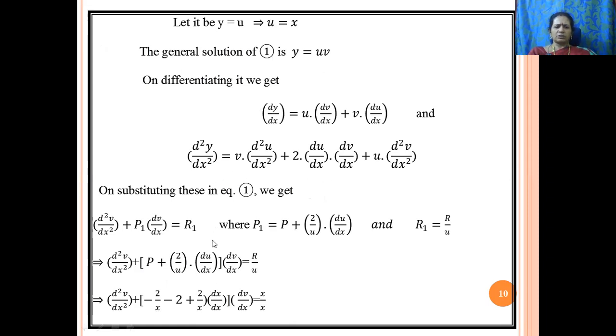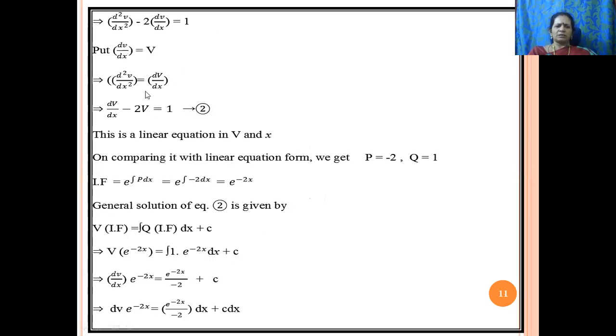After getting the general solution, write it down in the linear form. Then dv by dx is equal to capital V. Then write it down in the form of equation 2. This is a linear equation in v and x. Then compare this with the standard linear equation. Then find out the integrating factor.